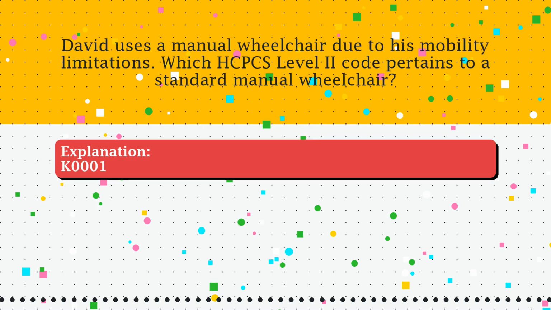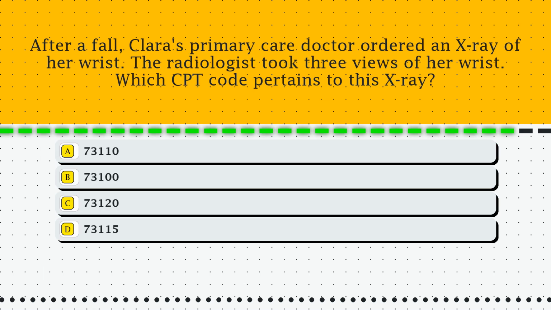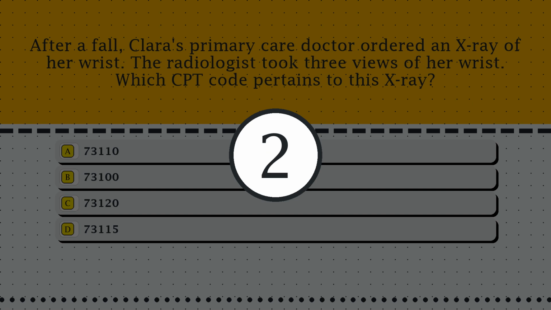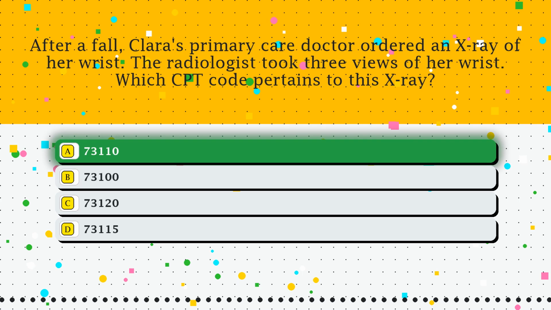Question 206. After a fall, Clara's primary care doctor ordered an x-ray of her wrist. The radiologist took 3 views of her wrist. Which CPT code pertains to this x-ray? Option A, 73110. Option B, 73100. Option C, 73120. Option D, 73115. The correct answer is option A, 73110.